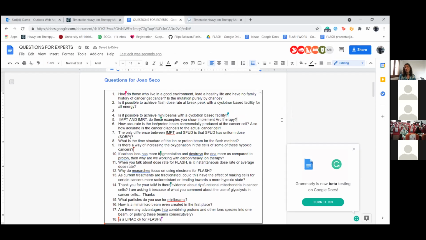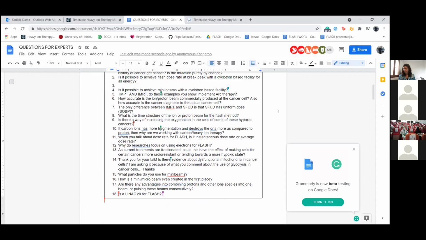Okay, IMPT: do these examples show arc therapy? No, I did not discuss arc therapy. The concepts of arc therapy are primarily the same as IMPT or IMRT. The only difference is that you spread out the dose over many, many more angles. That's the huge advantage: instead of using 5, 6, 7 angles, you have more angles. So it's nothing much more.